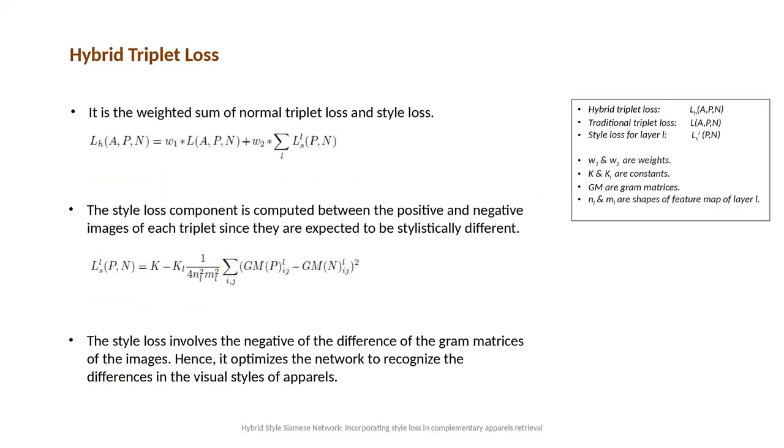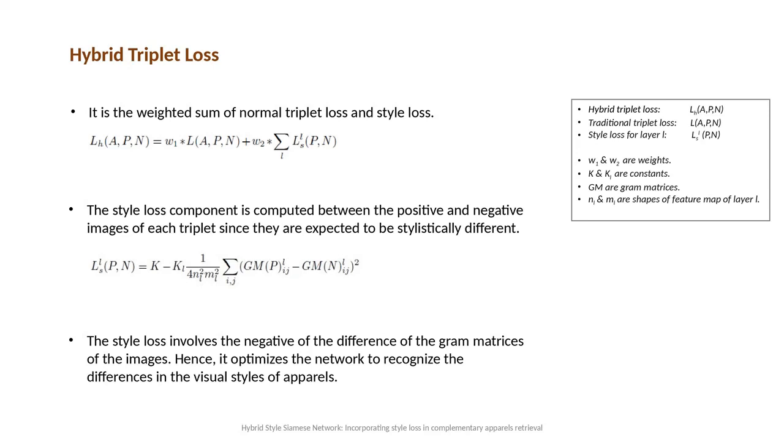The auxiliary outputs from the positive and negative images of a triplet are fed into the style loss. This is because we expect there to be stylistic dissimilarities between these two apparels. Since the negative of the traditional style loss of neural style transfer is used in our case, a bigger difference in style leads to our style loss being smaller. The main embedding output of all three apparels of a triplet is fed into the normal triplet loss, and a weighted sum of these two losses, the main loss and the style loss, thus constitutes our hybrid triplet loss.